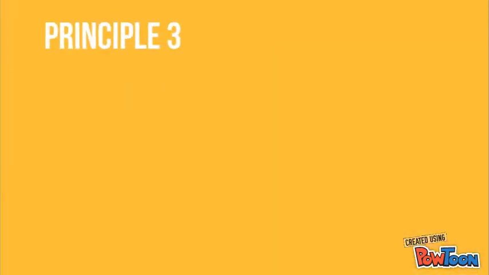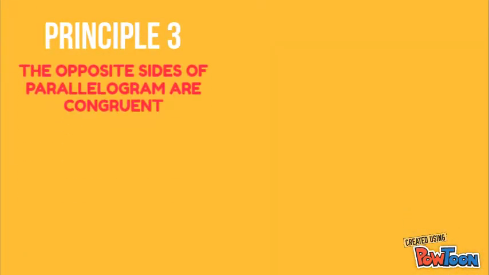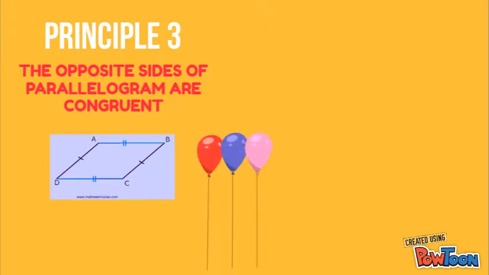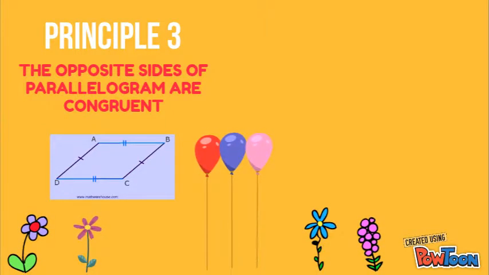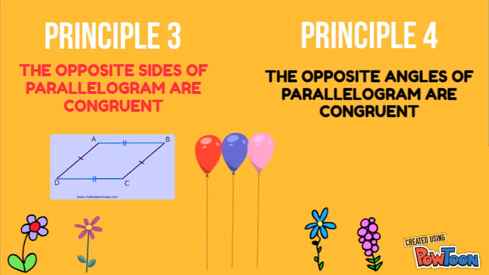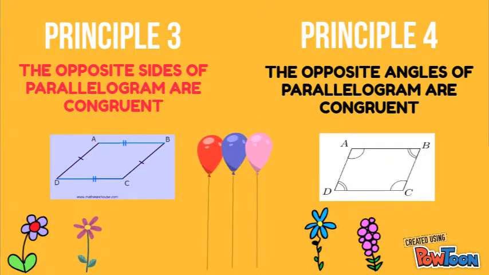Principle 3. The opposite sides of a parallelogram are congruent. Line AD is congruent to line BC and line AB is congruent to line DC. Principle 4. The opposite angles of a parallelogram are congruent angles. Angle A is congruent to angle C and angle B is congruent to angle D.